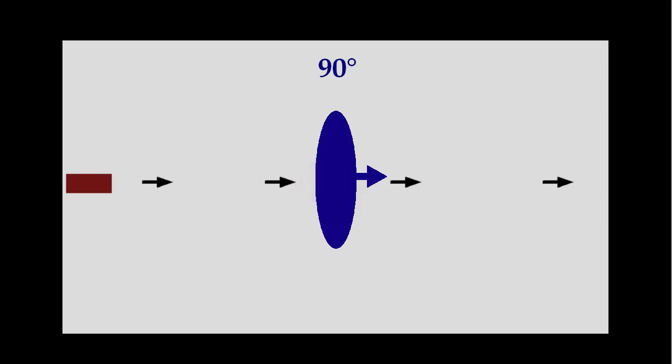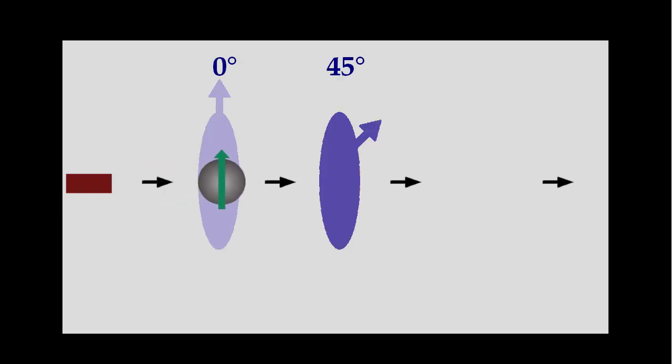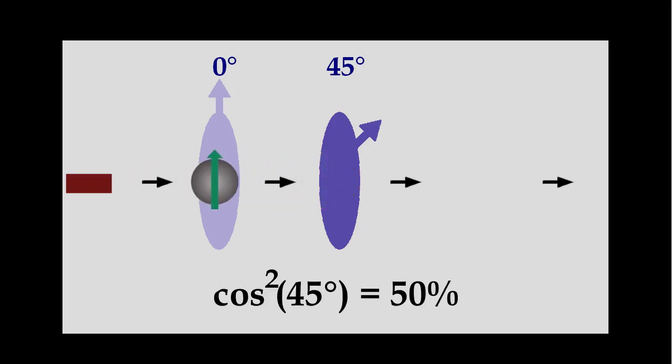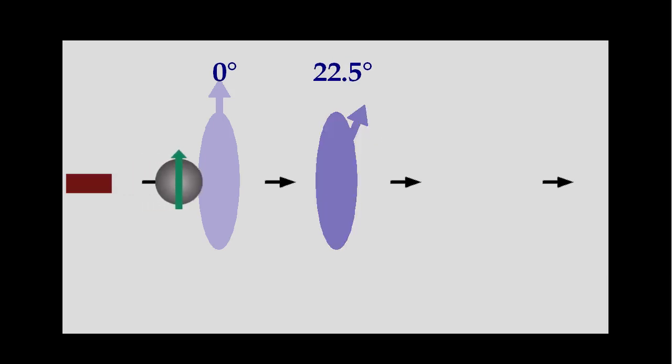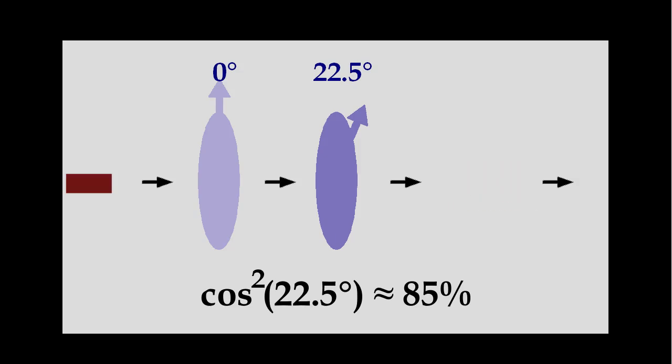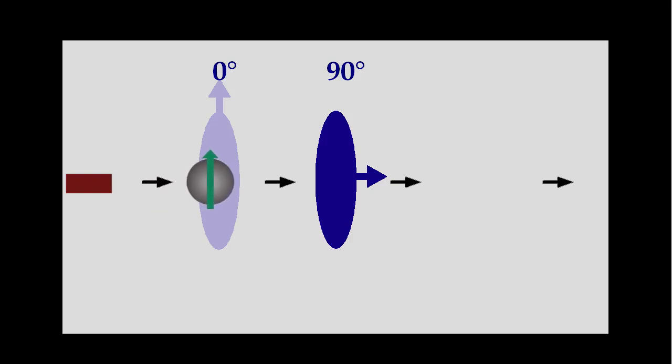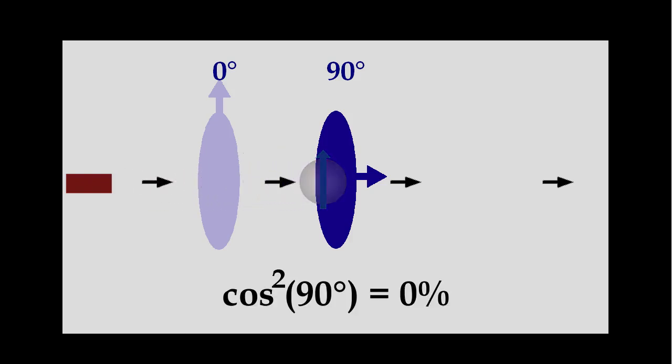The interesting bit comes from using multiple filters in succession. If we put a filter at 45 degrees behind our vertical filter, then of the photons that pass through the first, 50% will pass through the second. The chance to pass through the second filter isn't linear. It obeys the square of the cosine of the angle difference. So a filter at 22.5 degrees behind a vertical filter will let 85% of the photons that pass through the first pass through the second. If the second filter is at 90 degrees to the first, then almost none of the photons that pass through the first will pass through the second.